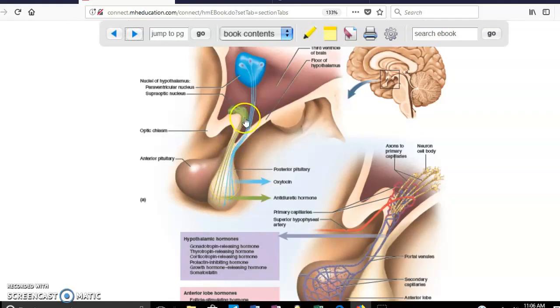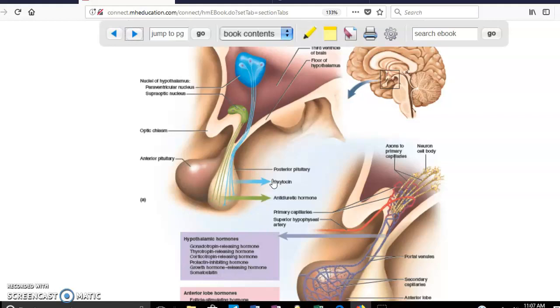It does it using nerves. Basically, these nerves are going to produce two hormones, oxytocin and antidiuretic hormone. They release them and they are transferred to the posterior pituitary where these two hormones are stored. Oxytocin is a hormone that is going to work at the level of the uterus when the pregnant lady is about to deliver the baby. So it stimulates the uterine contractions to deliver the baby.